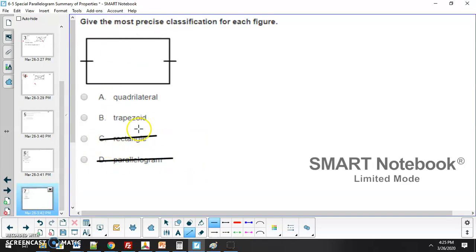We don't know anything about the angles. You might think it's a trapezoid, but we don't know if anything is parallel here. In a trapezoid, you have to have one pair of parallel sides. In this particular one, you have no definite sides that are parallel. So the only thing you could say about this one is that it's a quadrilateral.